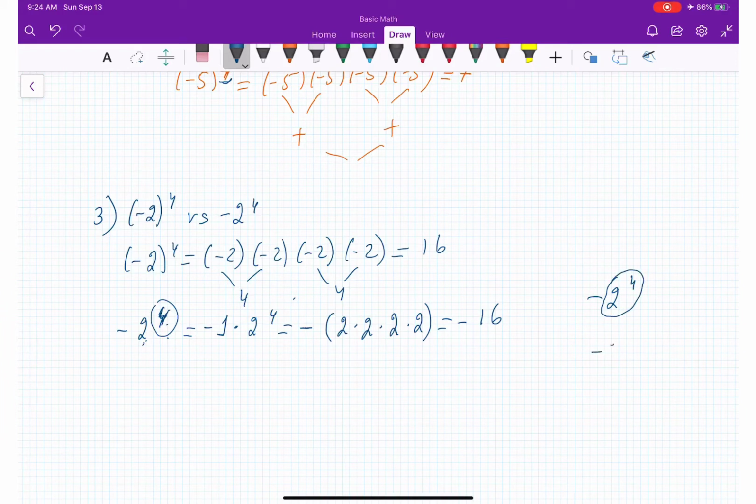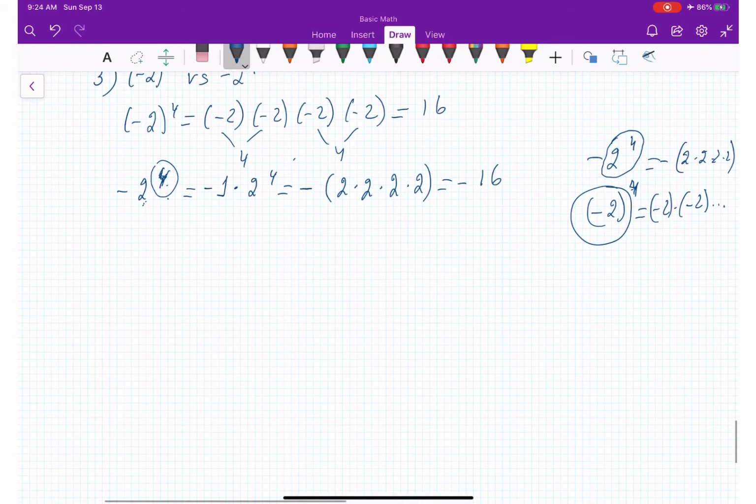But if I put parentheses around negative 2, that means I let the power know that I want you to take care of not only 2 but negative 2. Therefore, here we get negative 2, negative 2, negative 2, and so on. Here we get negative 2 times 2 times 2 times 2. Okay? Right.